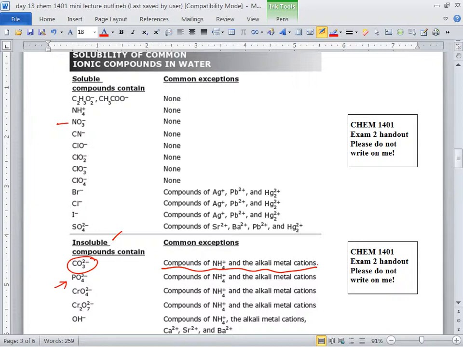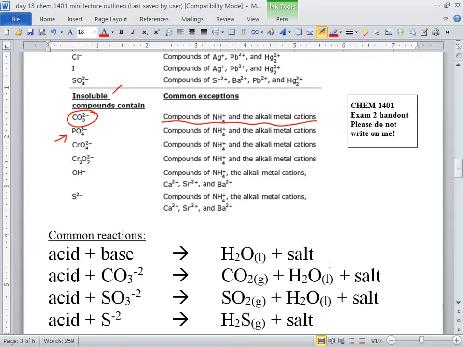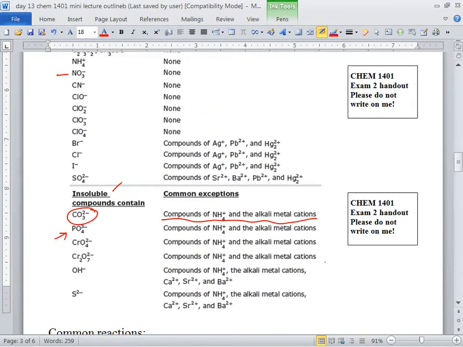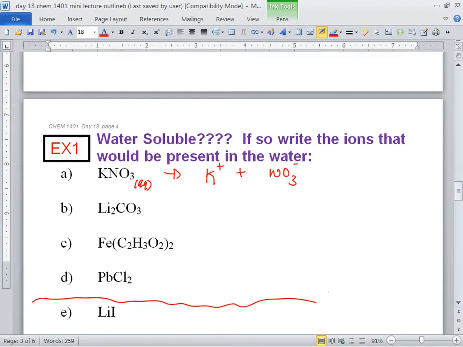All right? In fact, you know there's an easy way to do this that covers a lot of them. Look at the alkali metals. Whenever you see an alkali metal, lithium, sodium, potassium, it's always soluble. It's always aq. So you really don't even need to check the solubility rules whenever you see an alkali metal. It's going to be aqueous. It's going to break up.